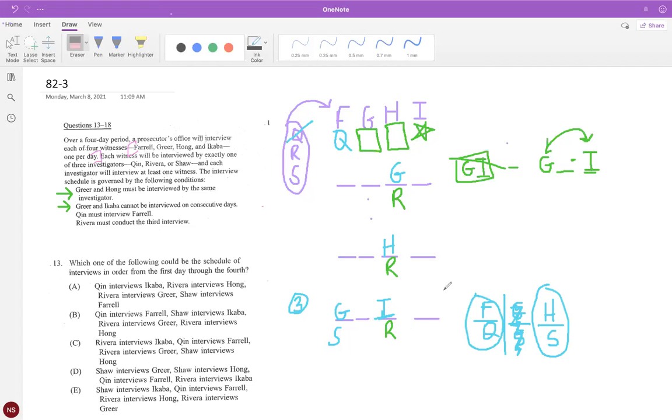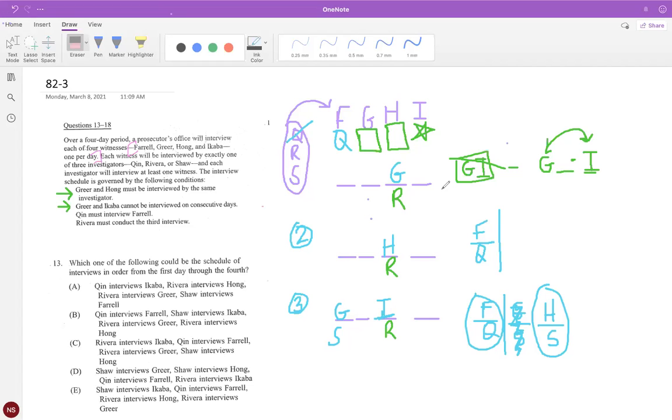Do you agree? Yes. Okay, so now let's go up to number 2. What else do we know about this one? Well, for all of them, we know that F and Q are together. Okay, so I would say the first thing I think looking at world 2 is that G has to go either in the first or fourth place, and I has to go either in the first or fourth place, or second and fourth.